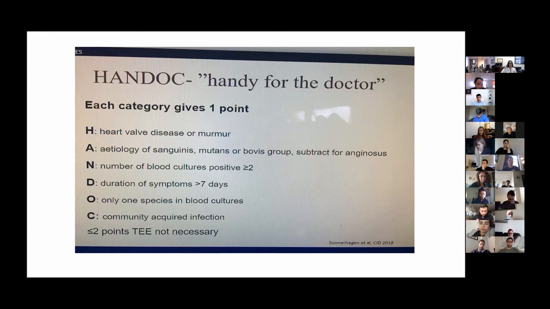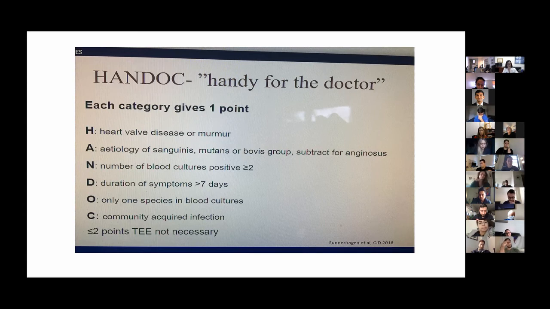So if you're less than 2, don't do a TEE. If you're more than 2, if you've got 3 points, then go for the TEE. It's a likelihood that you've got endocarditis. And they're spelling it for British etiology. But I think the other way to remember it is if it's anginosus, which is that Milleri group that causes abscesses, then it's probably not. So you get a -1 for that. So that's a nice, I think, at least it's a helpful algorithm.